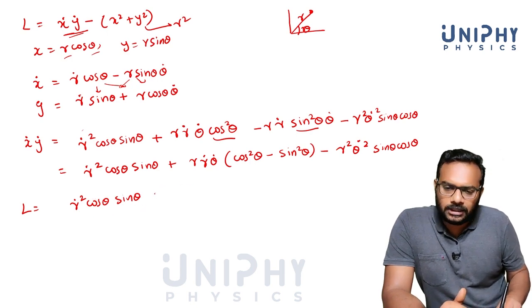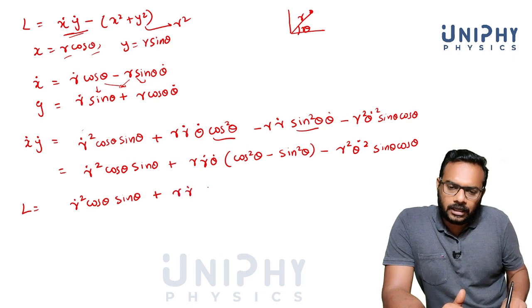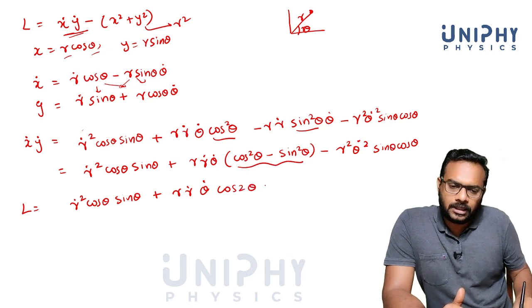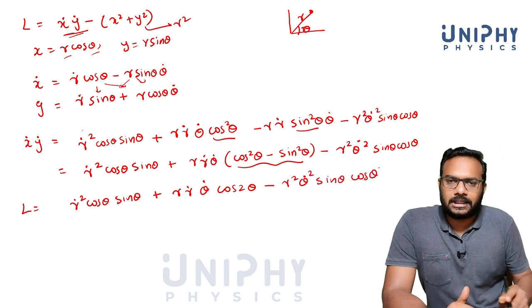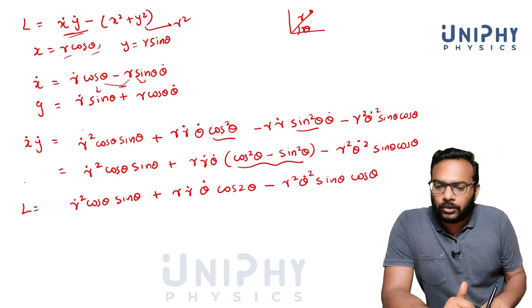plus r theta dot (cos square theta minus sin square theta, which is cos 2 theta), cos 2 theta, minus r square theta dot square sin theta cos theta. All right, now we take the derivative.